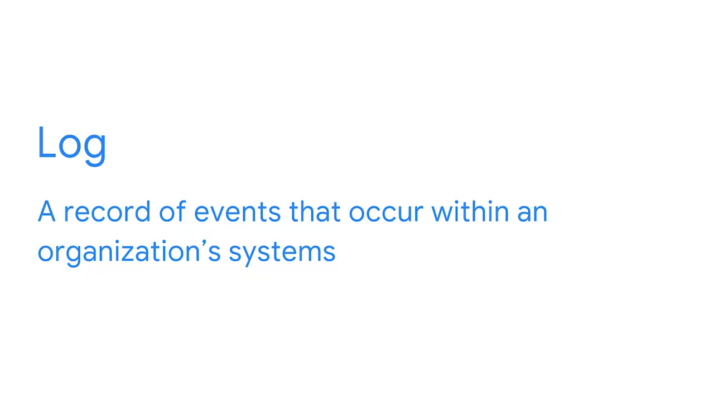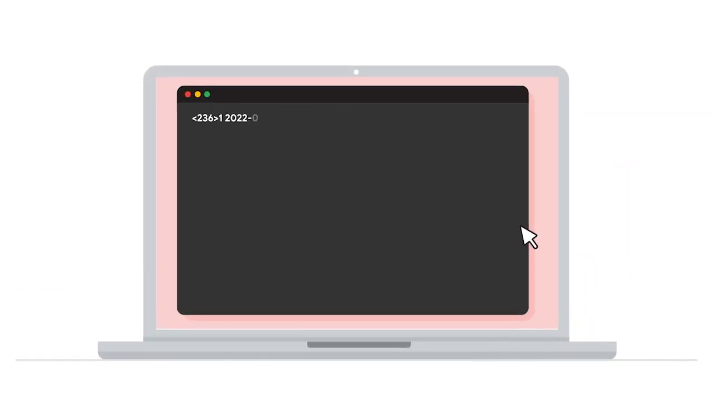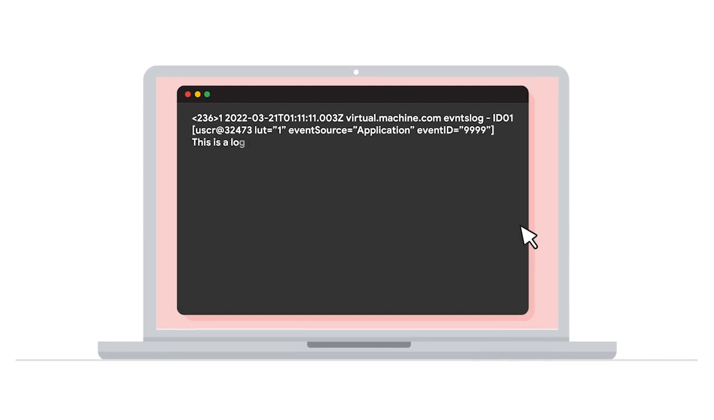A log is a record of events that occur within an organization's systems. System activity is recorded in what's known as a log file, or commonly called logs. Almost every device or system can generate logs. Logs contain multiple entries which detail information about a specific event or occurrence.